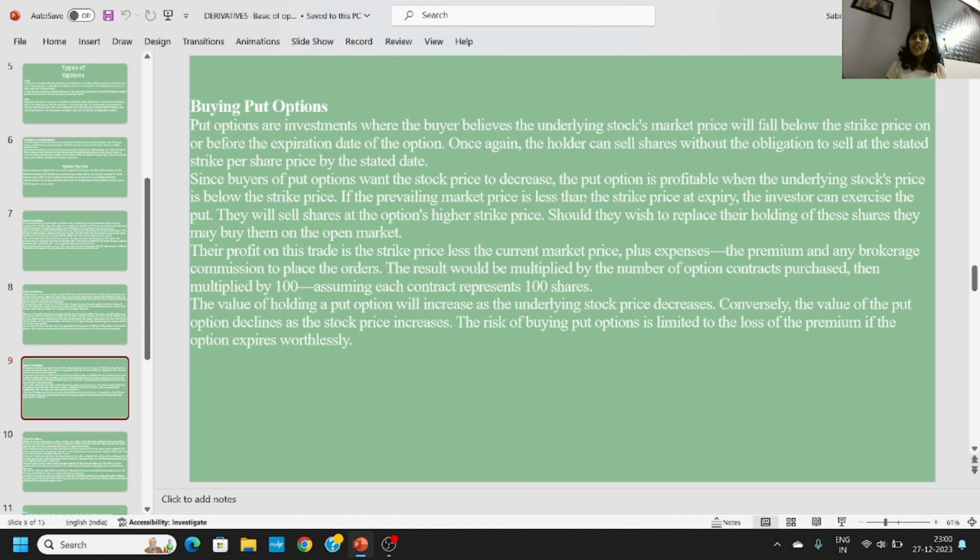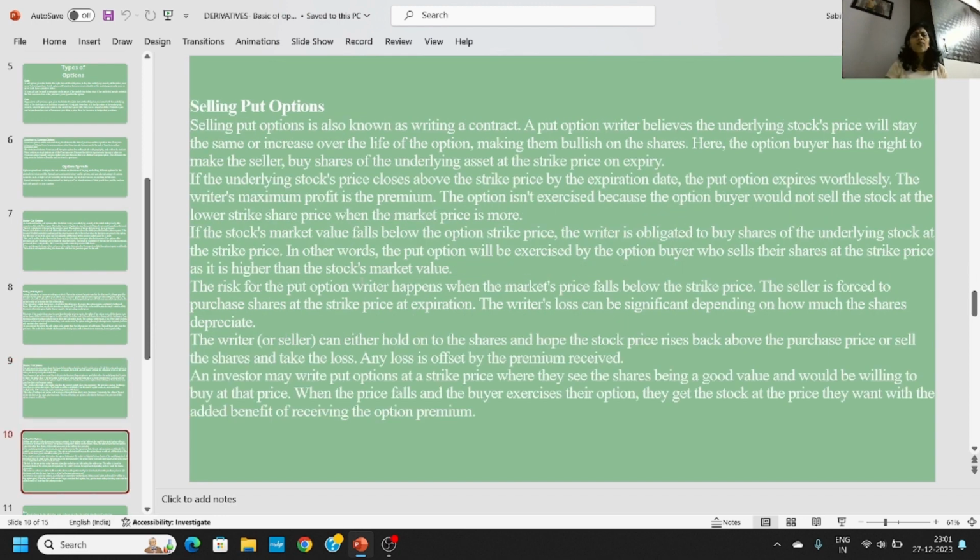If the prevailing market price is less than the strike price at expiry, the investor can exercise the put. They will sell their shares at the option's higher strike price. So they will replace their holding of these shares and maybe buy them in the open market.